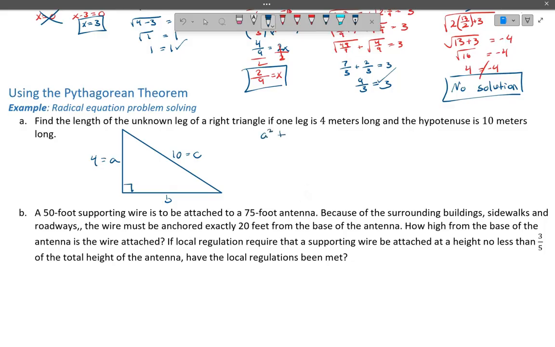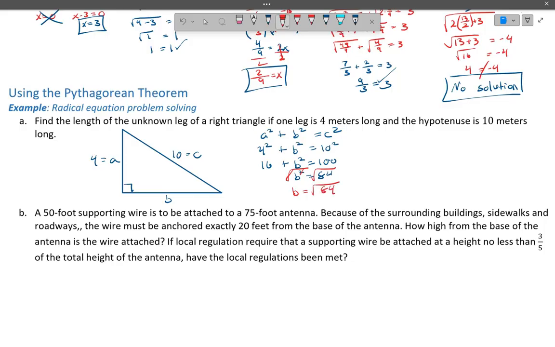So we can use our Pythagorean theorem. A squared plus B squared equals C squared. 4 squared plus B squared equals 10 squared. 16 plus B squared equals 100. Subtract 16 from both sides, we get 84. And then in order to get rid of the square, I can take the square root. Those undo each other. So B equals the square root of 84.